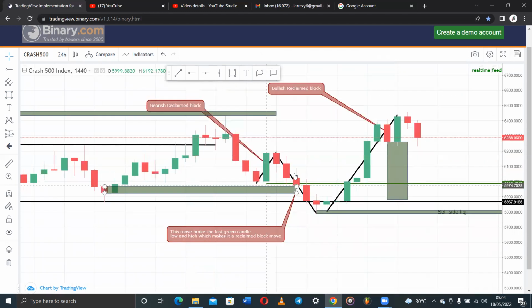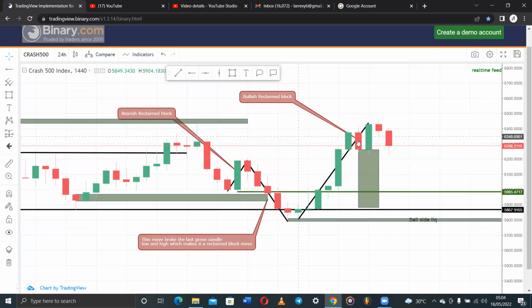This is the low here. And then it created a move that breaks its low. And then that same move breaks its high too. Like when it comes down, it breaks its low, and that same move again went up and breaks its high. So this is a reclaim block. You see now. And I also said this is a bullish reclaim block here.